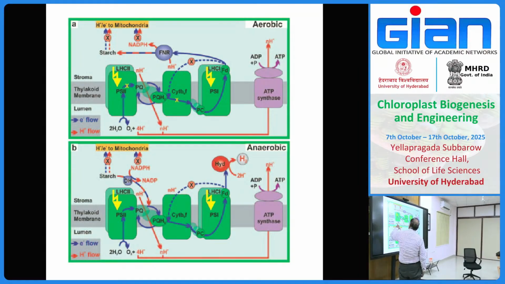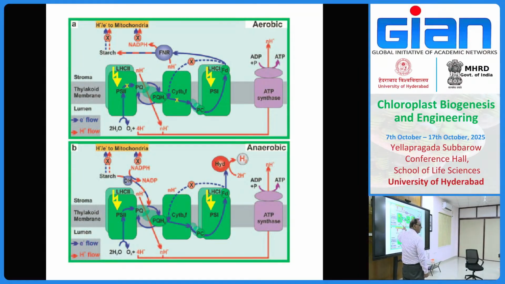Let's say water gives four protons. Now, what happens under normal conditions? NADPH production and all that, NADPH conversion. If you make a little bit of anaerobic atmosphere, then what will happen? Let's see. Reduced ferredoxin, with hydrogenase, forms hydrogen under anaerobic conditions.